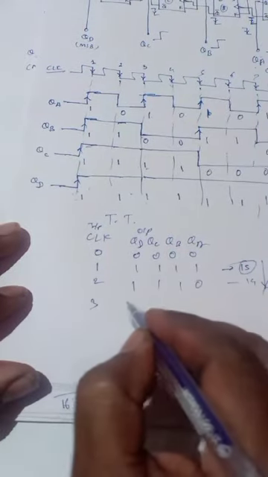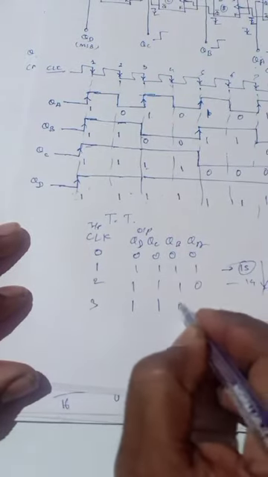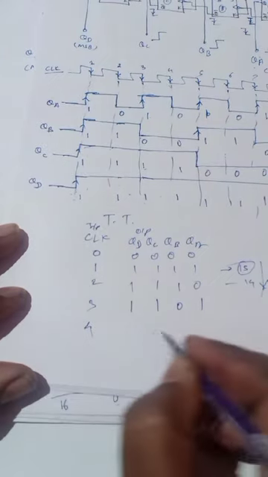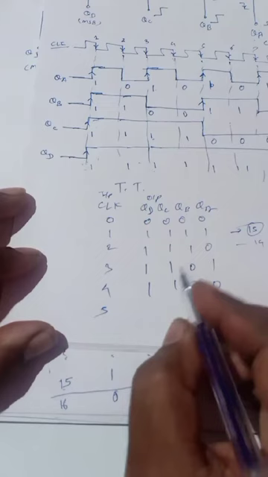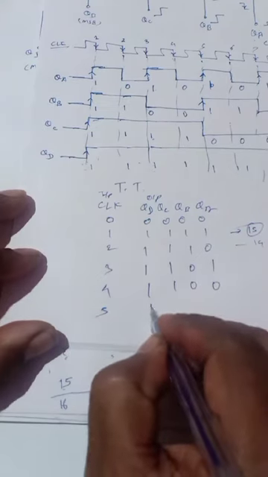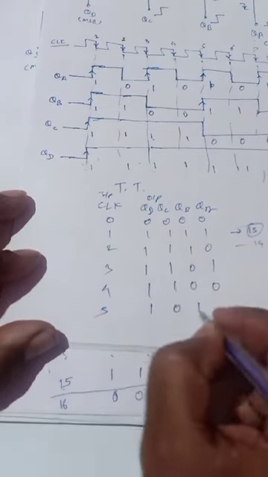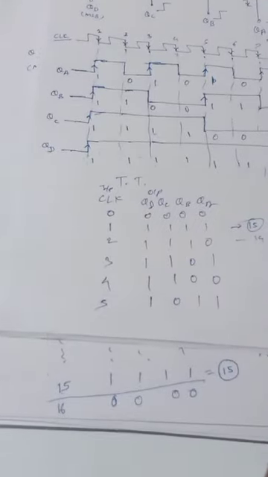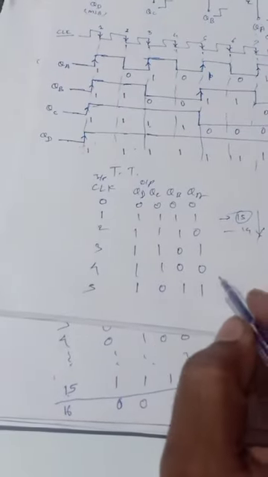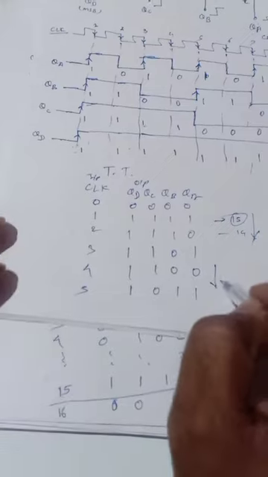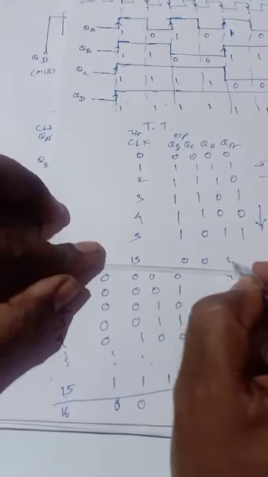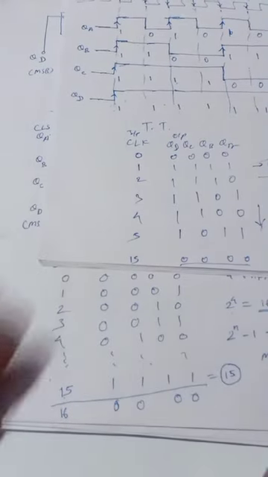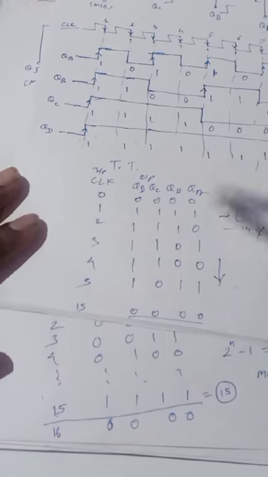Third clock it becomes 1 1 0 1. Fourth clock it becomes 1 1 0 0. At the fifth clock it becomes 1 0 1 1. So this count you have to write in a truth table up to the 15th clock, 0 0 0 0. Okay, so you have to continue this down counter.